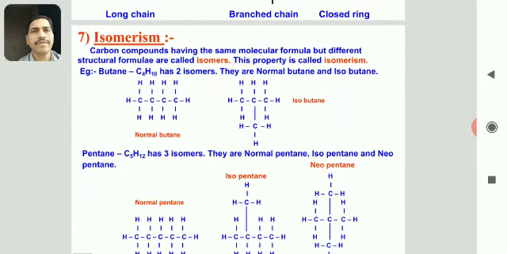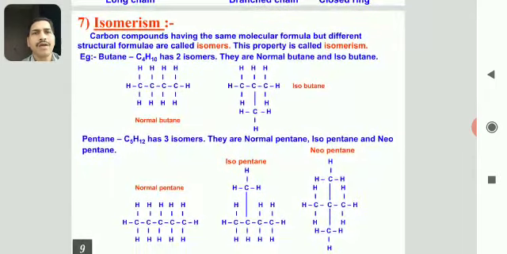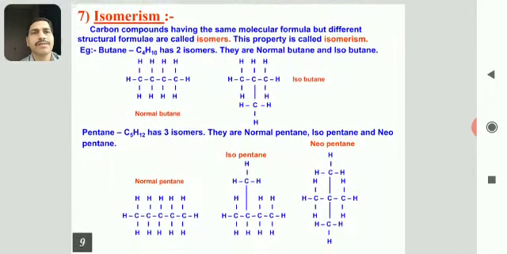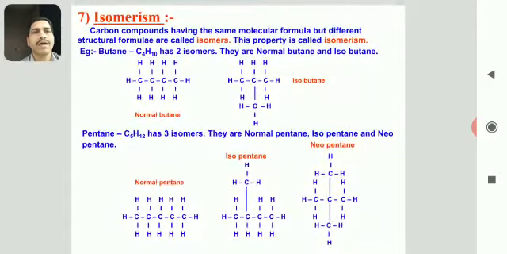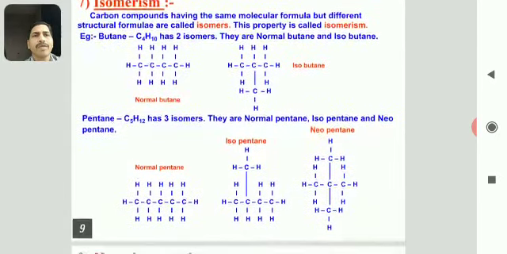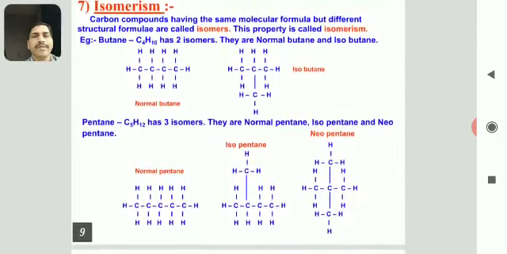Carbon compounds having the same molecular formula but different structural formula are known as isomers. The property is called isomerism. Example, butane, that is C4H10, has two isomers. They are normal butane and isobutane.